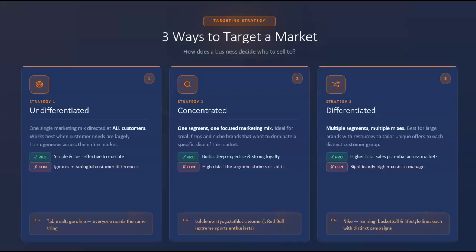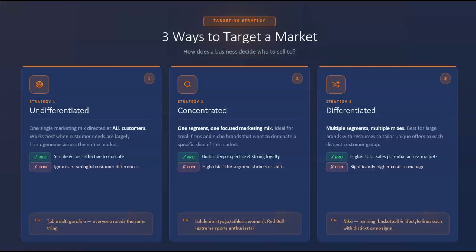Then you have the concentrated market, which is one segment, one focused marketing mix, ideal for small firms and niche brands that want to dominate a specific slice of the market. An advantage of this is it builds deep expertise and strong loyalty. A disadvantage is the high risk if the segment shrinks or shifts. An example they provide here is Lululemon, the yoga and athletic apparel for women, or Red Bull for extreme sports enthusiasts, or people who need energy, like students in finals week who need energy to stay awake.